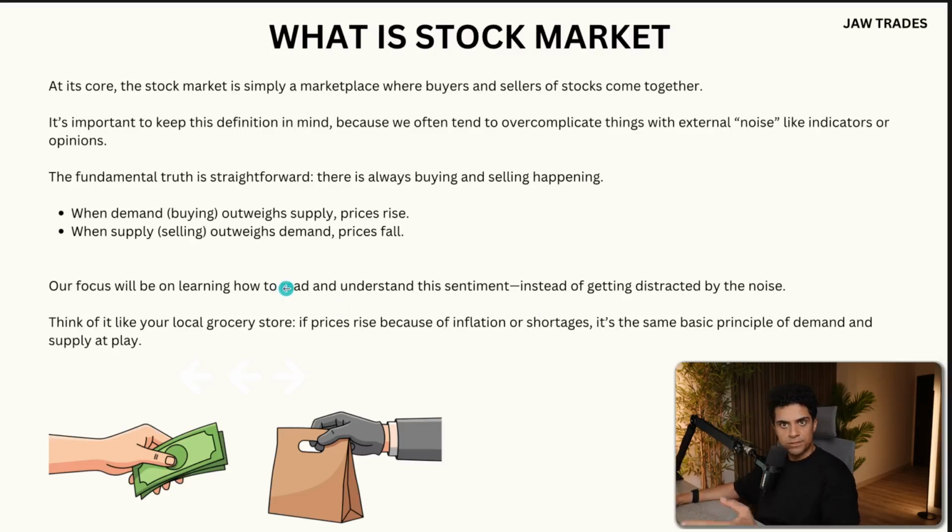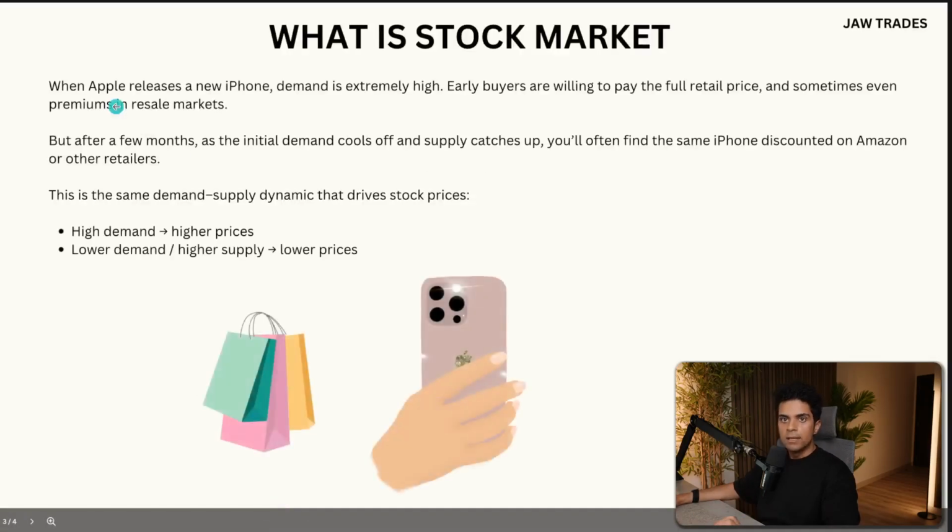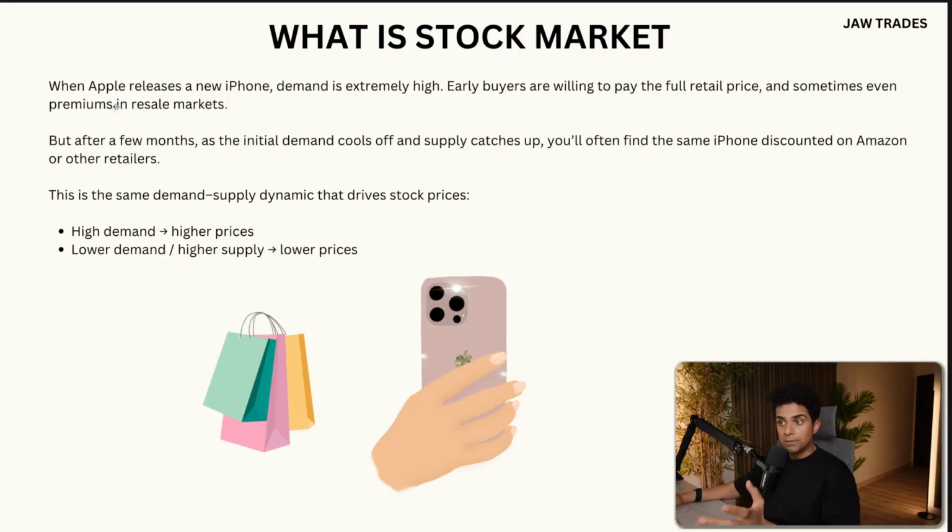Think of it like your local grocery store. As I mentioned, if prices rise because of inflation or shortages, it's the same basic principle of demand and supply at play. So now let's take an example. I gave you the example of an apple. Now take the example of the Apple iPhone. When Apple releases a new iPhone, demand is extremely high. Whenever we see a new iPhone, the pre-orders go live. Whenever they launch the iPhones, there are no discounts. You can't find any discount because the demand is so high that supply is trying to catch up. You won't see discounts from your carriers or directly from Apple. Early buyers are willing to pay the full retail price and sometimes even premiums in resale markets.